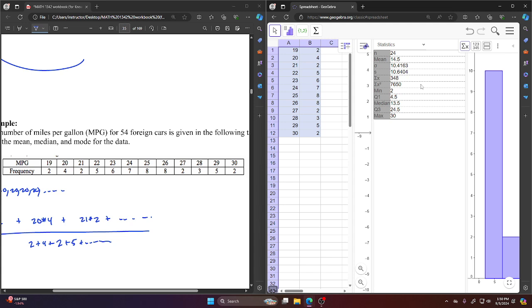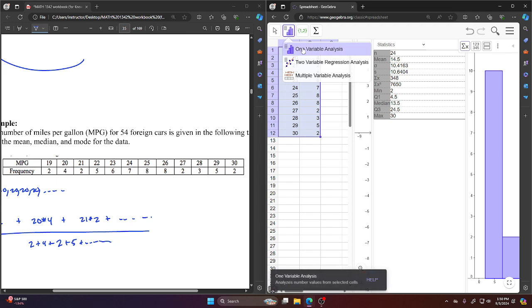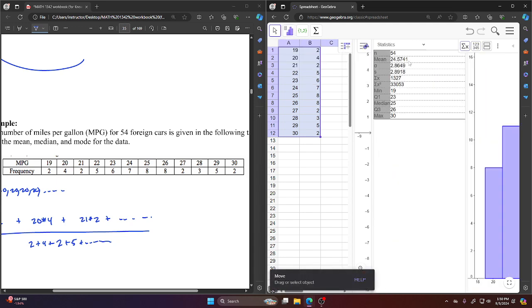Let me try just selecting them by hand, right? So I'm going to say, let me just do this and see what happens. And so you do it with me. You might get different results too. One variable analysis. Try it again. 24 now.